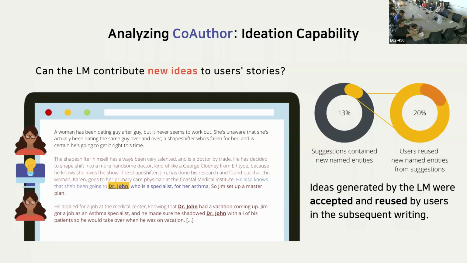So with that, we see that 13% of suggestions contained such new named entities. And among those, 20% of them got reused. But if you have any other ideas for how to define and identify ideas or some kind of contributions for creativity, please let us know.